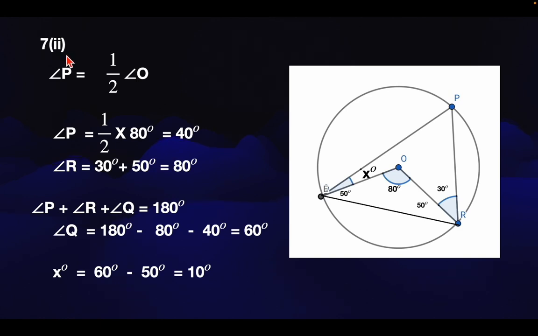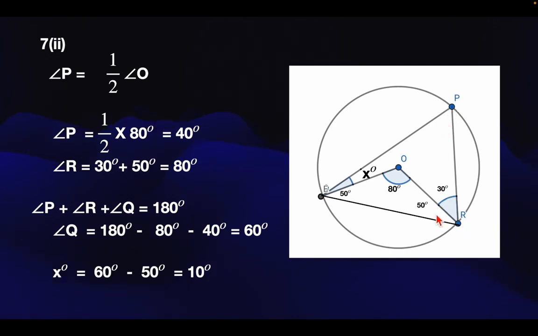Okay, question 7.2. Okay, there is another figure here and this is x. We are supposed to find this value. Okay, they have given us these values. So here we can see that this angle 80 is subtended at the center, and so the point here on the circle, the angle subtended by this arc will be 80 upon 2, that is 40 degree. Okay, so we found angle P as 40.